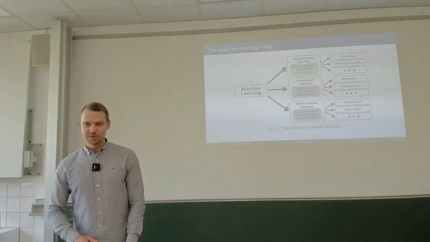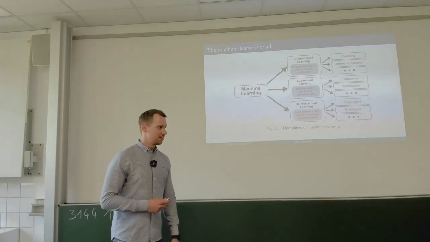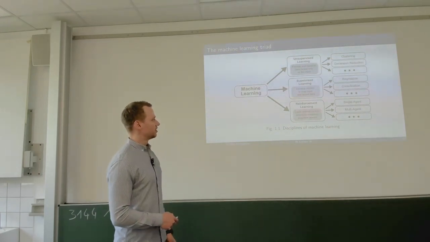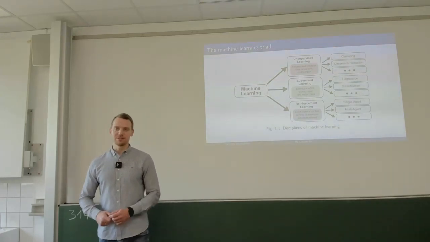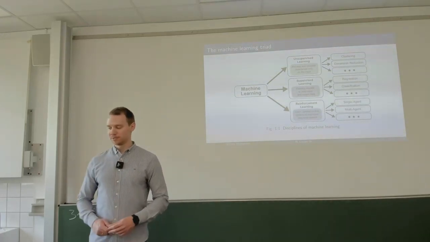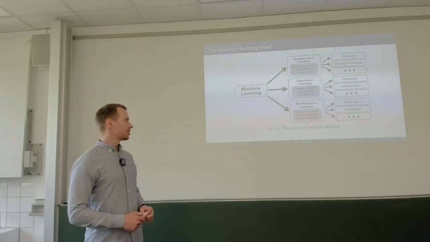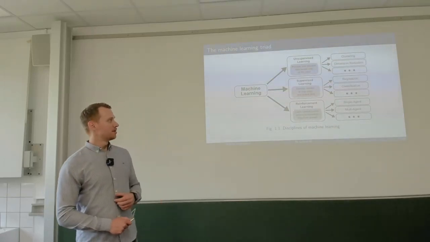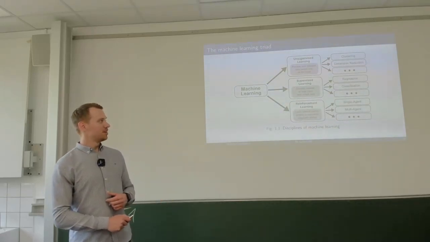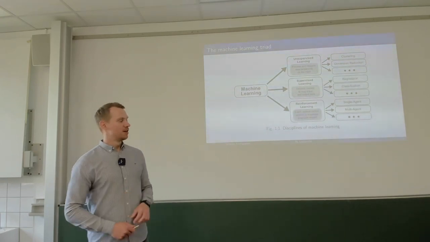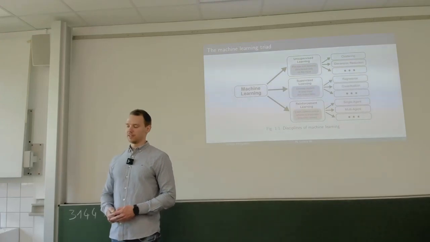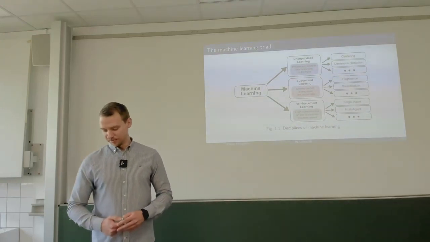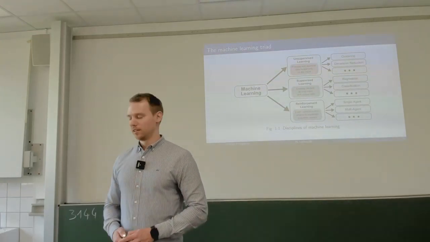You have seen this picture already in an earlier lecture. We usually split machine learning into three branches: supervised learning, unsupervised learning, and reinforcement learning. We were talking all the time about reinforcement learning, but today we will have a peek into the supervised learning branch, where we don't necessarily want to improve a policy, but rather just have a function approximator optimized.